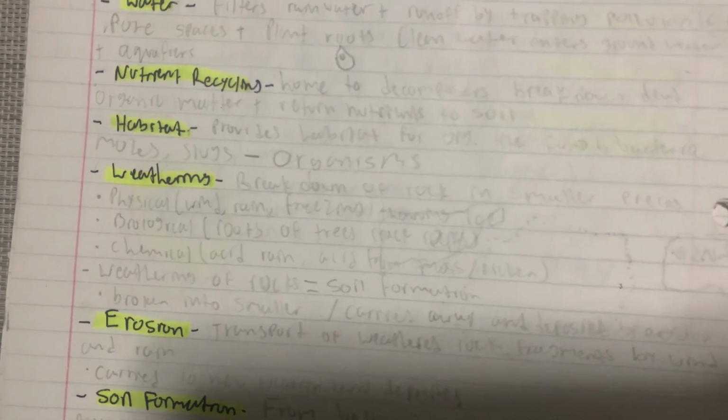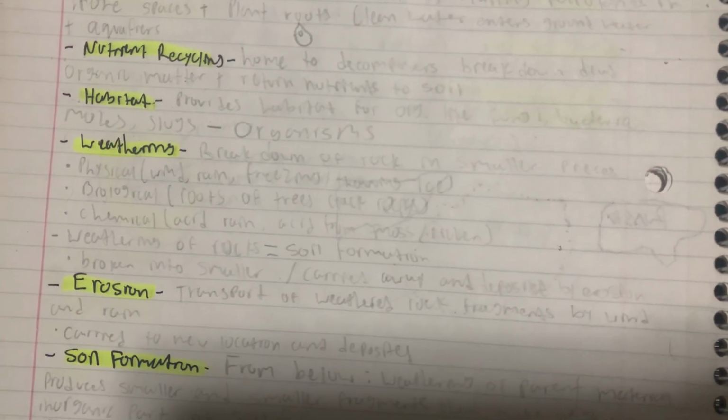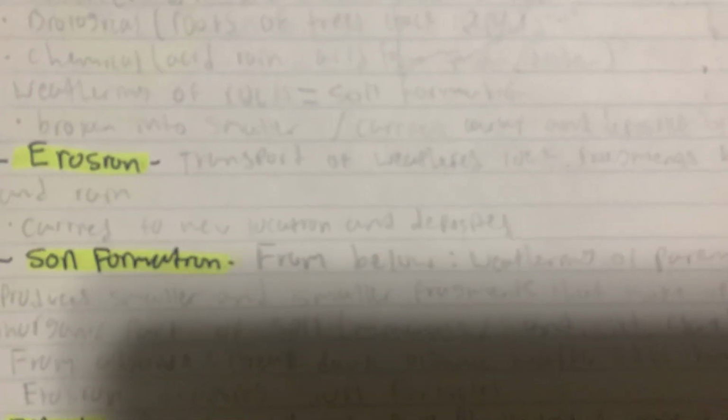Then it's broken into smaller pieces, carried away, and deposited by erosion. Erosion is the transportation of weathered rock fragments by wind and rain, carried to a new location and deposited. Soil formation from below is weathering of parent material, which produces smaller and smaller fragments that make up the geological inorganic part of soil: minerals, sand, silt, and clay. From above, the soil breaks down organic matter, adds humus to soil, and erosion deposits soil particles.